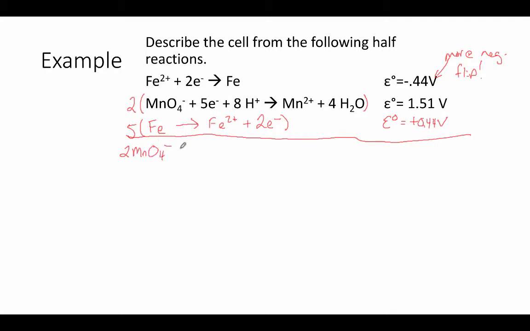2MnO4 minus plus 16H plus, the electrons are going to cancel, plus 5Fe yields 2Mn2 plus, 8H2O plus 5Fe2 plus. And then we can add these reactions together, or our voltages together. So our E0 is going to be 1.51 plus 0.44 volts, or 1.95 volts.